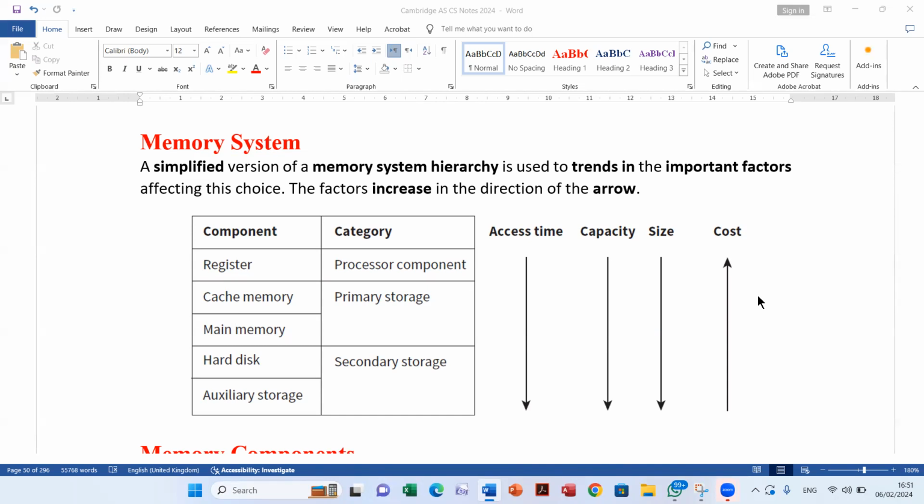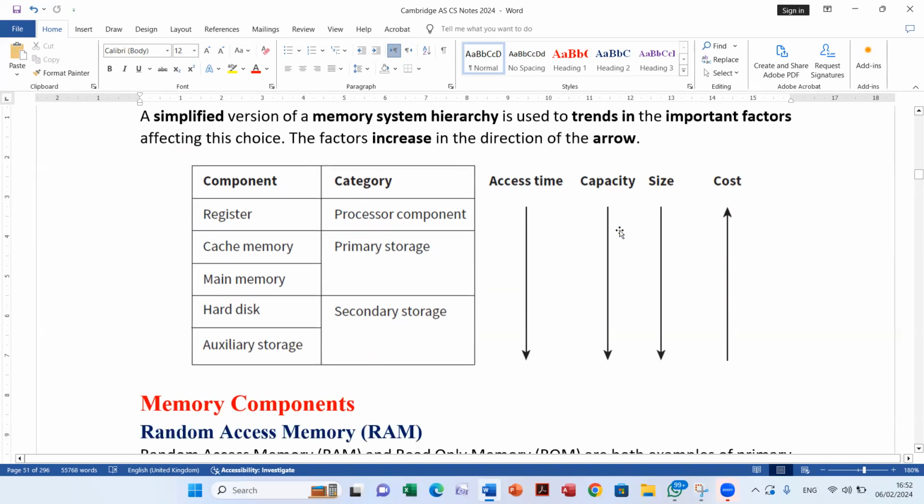The memory, okay? A memory hierarchy is used to show the trend in important factors affecting the choice of memory. These factors increase in the direction of the arrow. Let us look at this diagram. Memory system: a simplified version of a memory system hierarchy is used to show the trend in the important factors affecting this choice. The factors increase in the direction of the arrow.